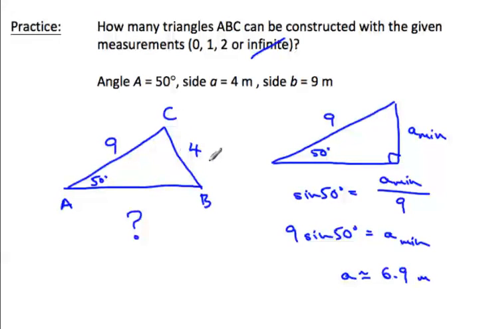Now, the information that we're given is that A is 4, so that means it's too short, and therefore there are 0 triangles. So 4 is less than 6.9, or the given value of A is less than the minimum value of A required. Therefore, there are no triangles consistent with this information.